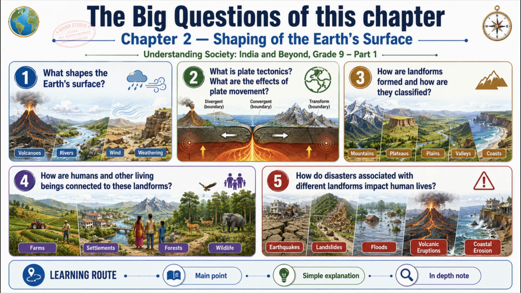The big questions of this chapter. 1. What shapes the Earth's surface? 2. What is plate tectonics? What are the effects of plate movement? 3. How are landforms formed and how are they classified? 4. How are humans and other living beings connected to these landforms? 5. How do disasters associated with different landforms impact human lives?